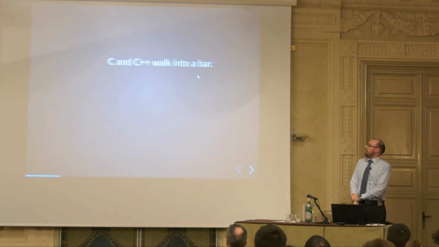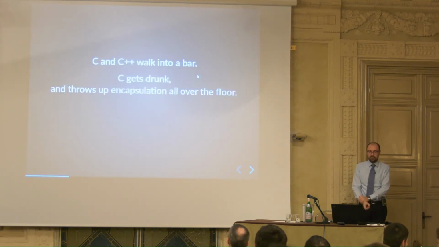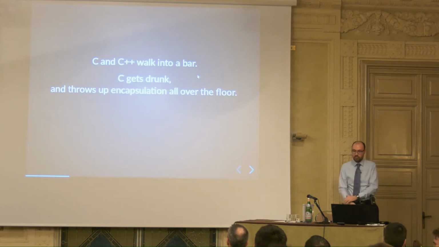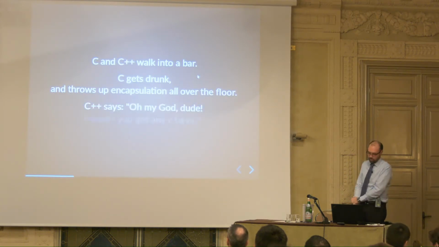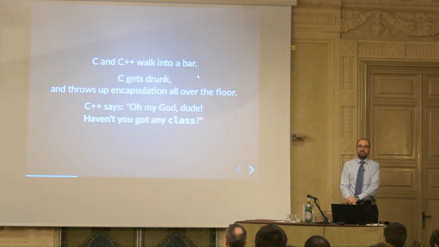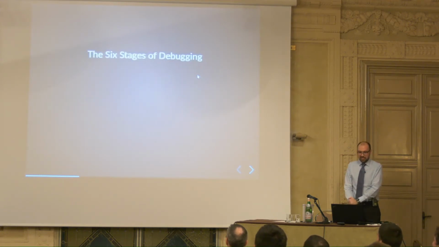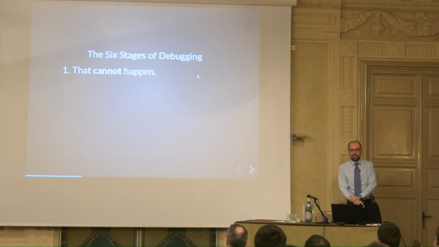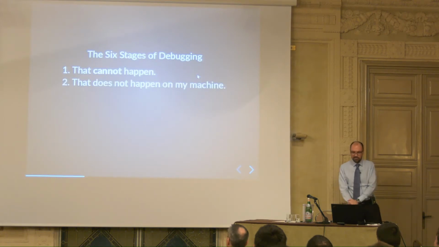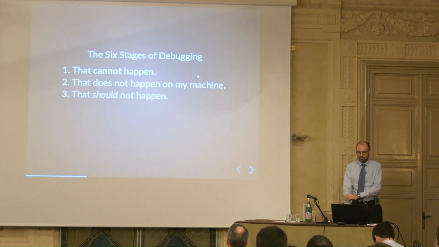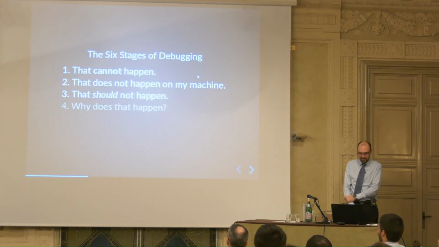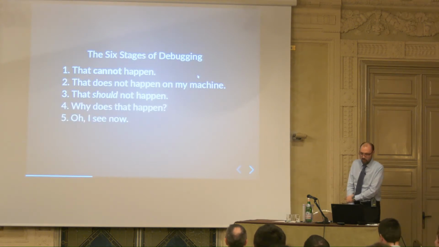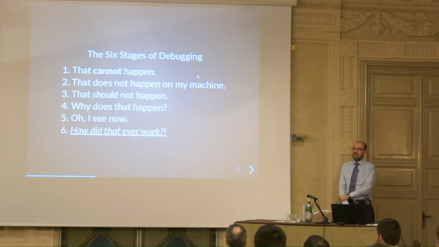Okay? So C and C++ walk into a bar, C gets drunk, throws up encapsulation all over the floor, and C++ says, oh my god, dude, have you got any class? Thank you. The 6 stages of debugging. The first one, of course, that cannot happen. That does not happen on my machine. Wait a second, that should not happen. Why does that happen? Oh, I see now. How did that ever work?